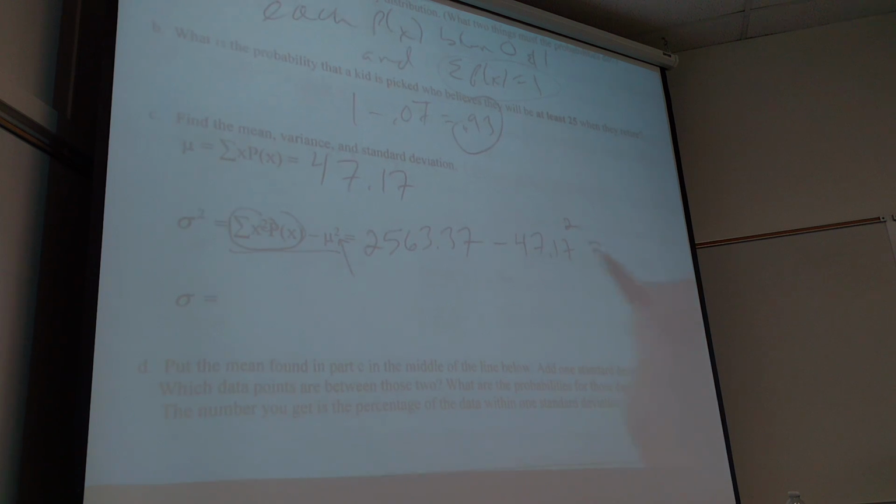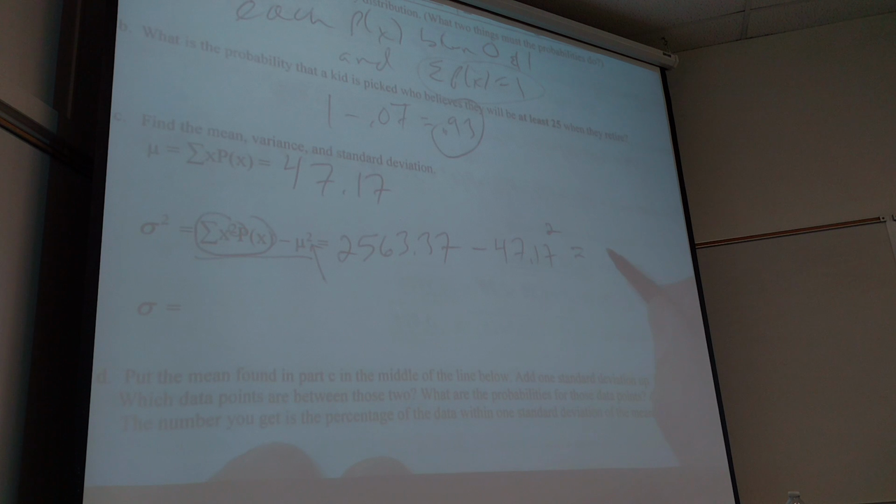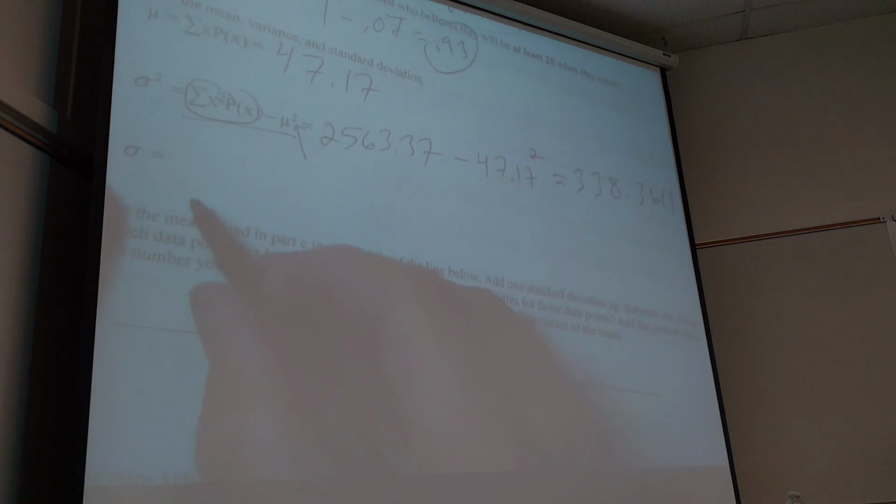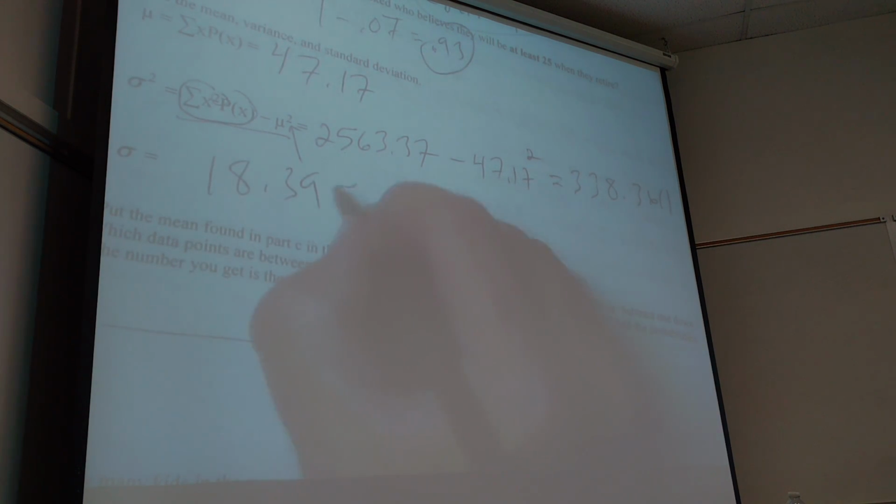So what do you get when you do that? I get all kinds of things, right? 2563.37 minus 47.17 squared. 338.3611? Yeah. And then if you take the square root, you get the standard deviation. 18.39. What do you get? 18.39. I like it.